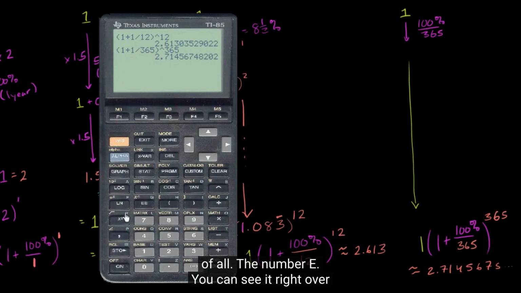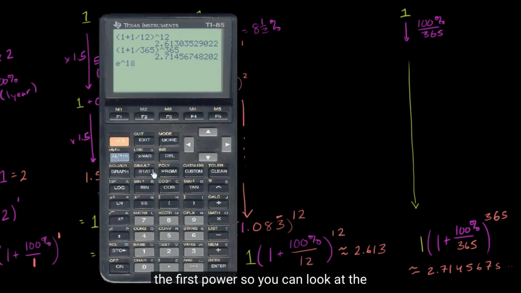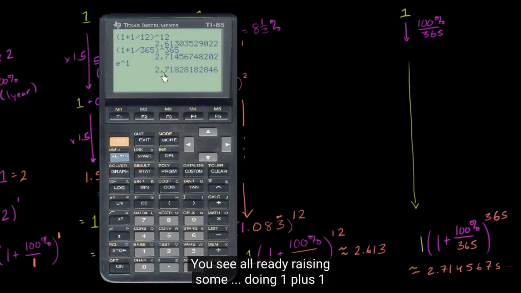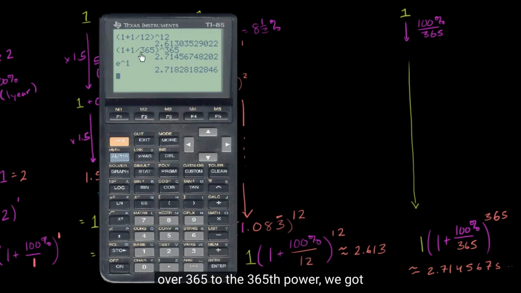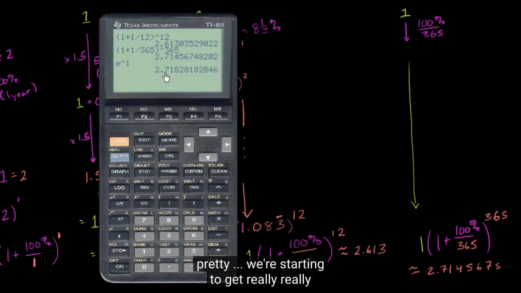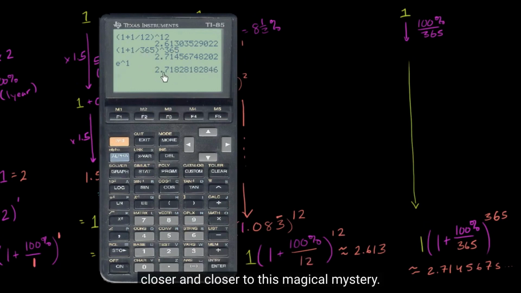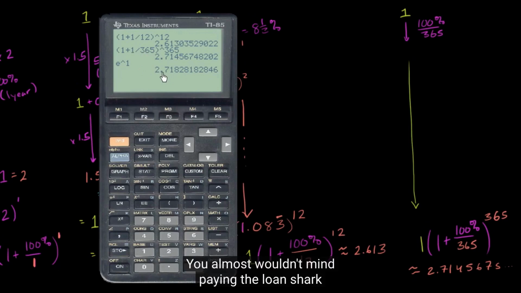And you could see it right over here on your calculator. They have this e to the x, and I can do that. So e to the, I'll raise it to the first power so you can look at the calculator's internal representation of it. And you see just already doing 1 plus 1 over 365 to the 365th power, we're starting to get really close to e. And I encourage you to try this with larger and larger numbers, and you're going to get closer and closer to this magical mystery. You almost wouldn't mind paying the loan shark $E because it's such a beautiful number.